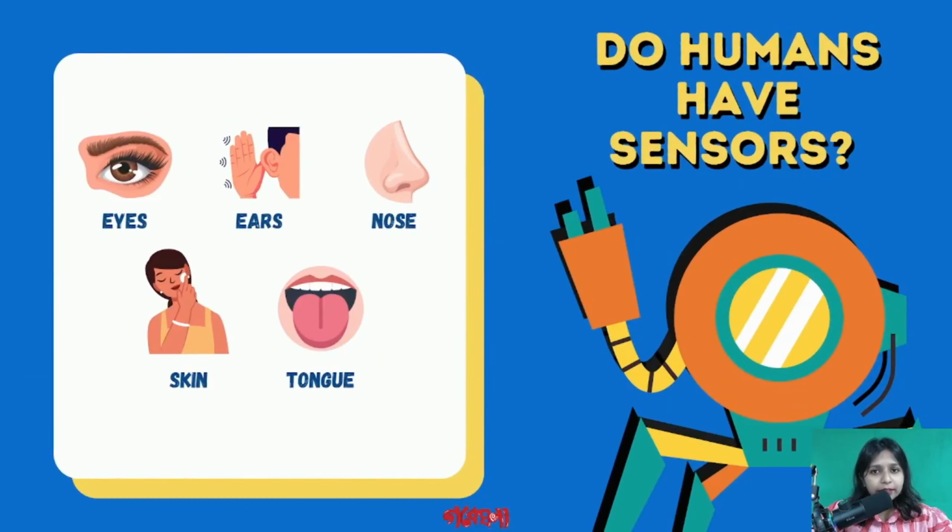Do humans have sensors? Yes, humans already have natural sensors, like eyes, nose, ears, skin, and tongue. Our eyes detect light and color. Our skin senses touch, pressure, and heat. Our ears detect sound. Our tongue detects taste. Our nose detects smell. In robotics and electronics, engineers copy this sense by building artificial sensors.